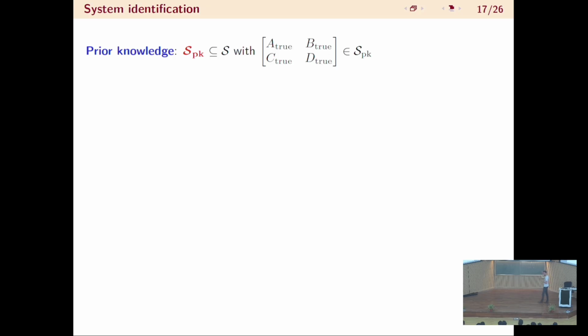And I had a nice example on the board before the break showing that system identification is not possible without any prior knowledge. So without an upper bound on the state space dimension, we're completely doomed. So we need some prior knowledge. I will denote by SPK the subset of S, so subset of state space systems, of all systems complying with my prior knowledge. And in particular, the true system is assumed to have that prior.